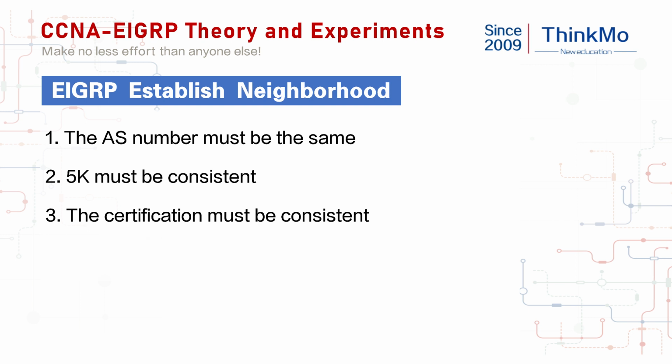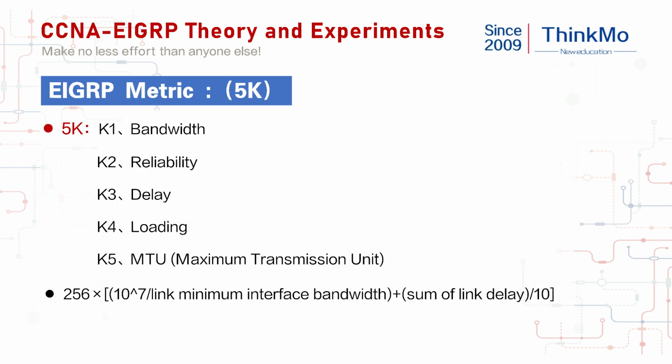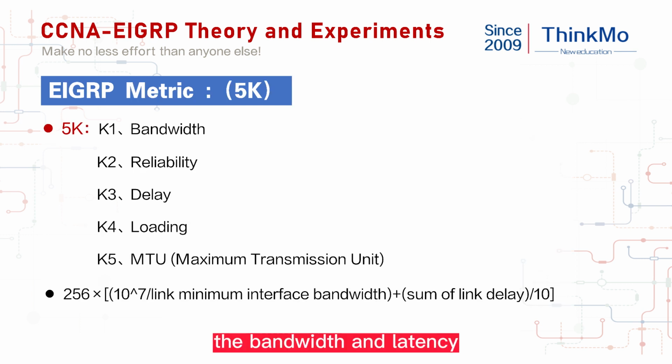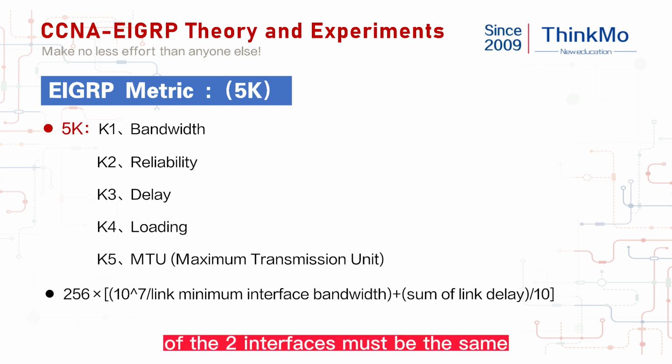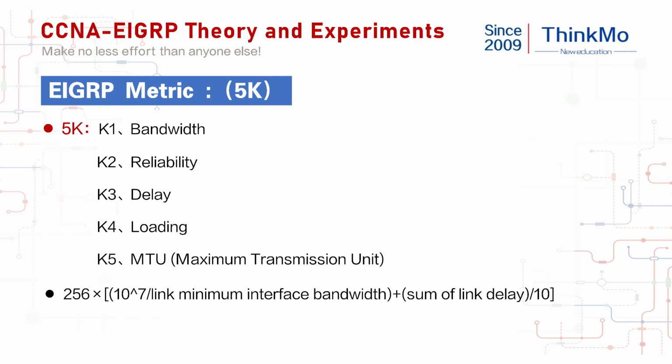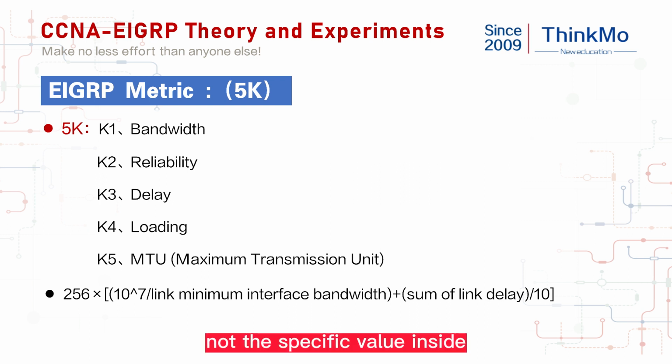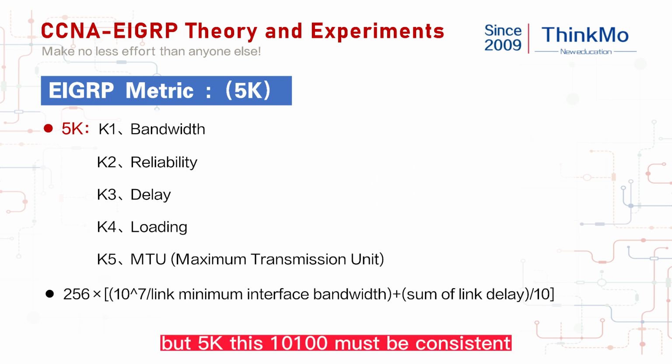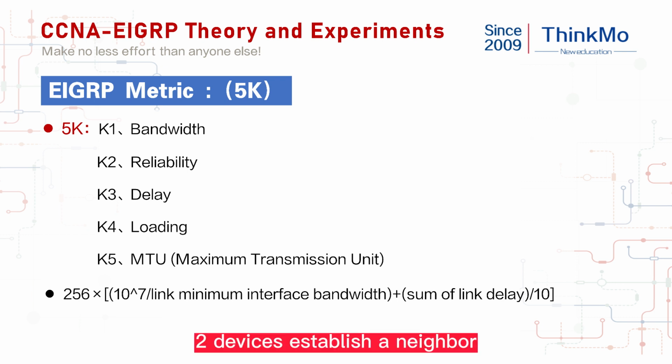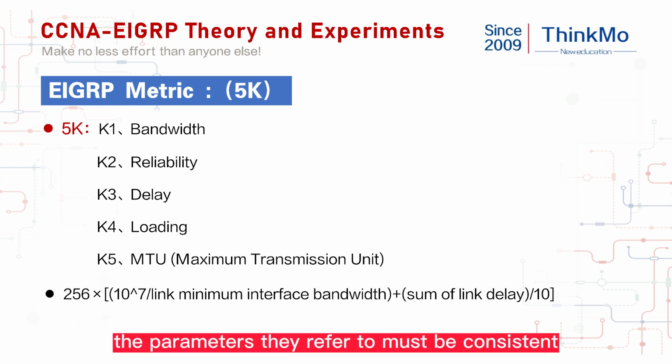Secondly, the K values must be consistent. It doesn't mean the bandwidth and latency of the 2 interfaces must be the same. That's not what it means, not the specific values inside. But the K values, this 10100, must be consistent. When 2 devices establish a neighbor, the parameters they refer to must be consistent. If one of the devices references bandwidth and latency, the other can only reference bandwidth and delay.